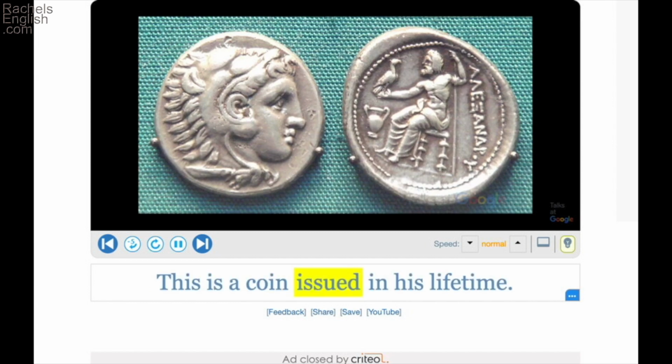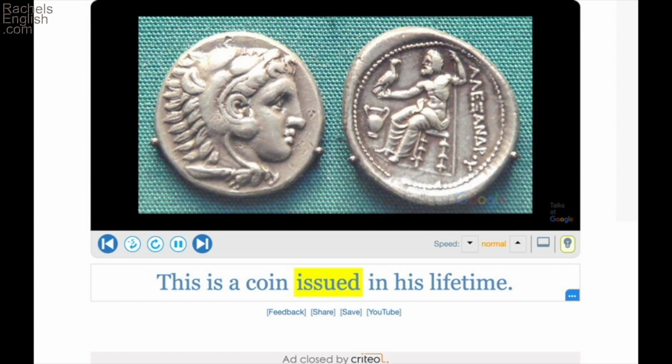Here's our last example. This is a coin issued in his lifetime. A coin issued, officially, by the mint or whoever was making coins at that time. This is a coin issued in his lifetime.